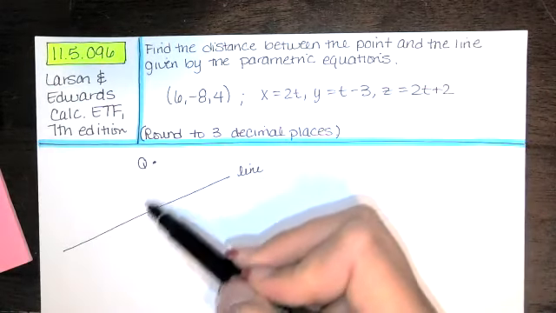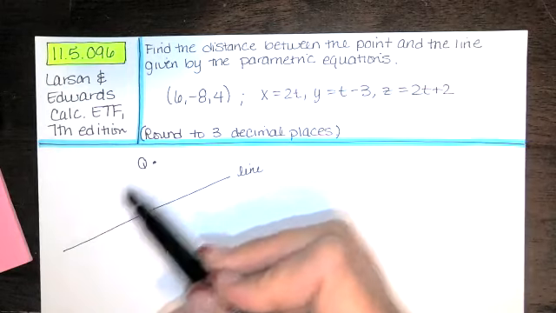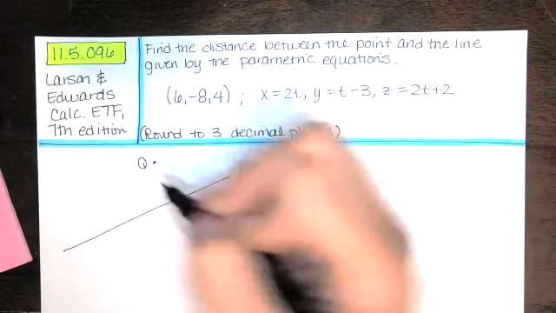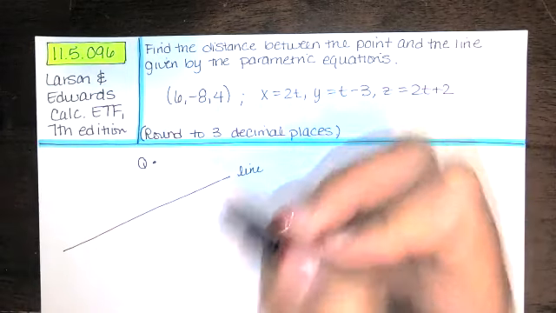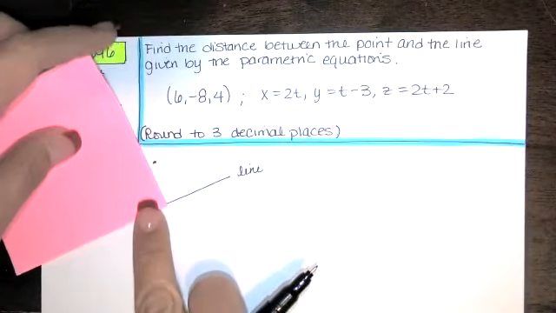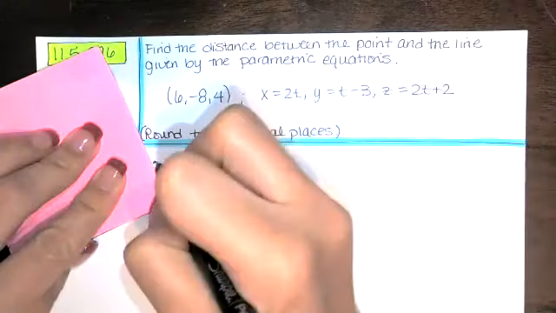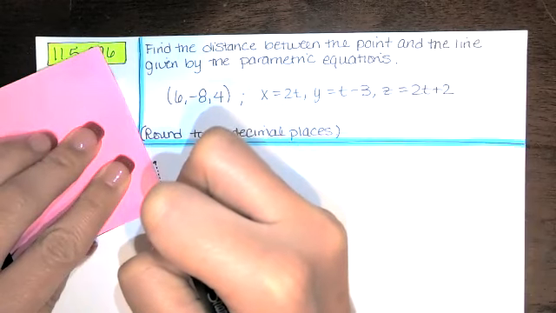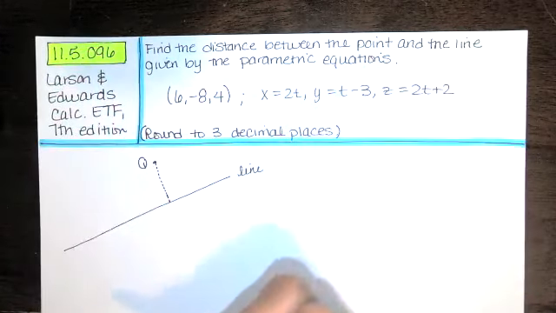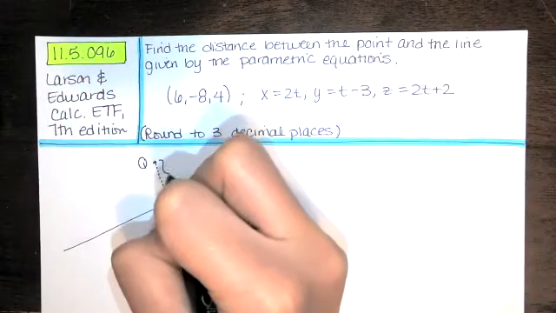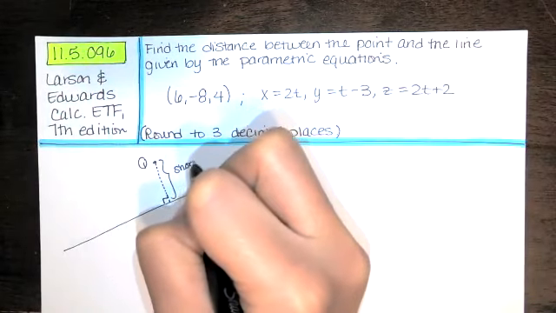Now, there are infinitely many distances. You could say, well, are you talking about this one? Are you talking about this one or this one? What we're talking about is the shortest distance between Q and the line. So that is the length of this little line segment, where that line segment meets the point Q and the line at a right angle. So that's what we're looking for.